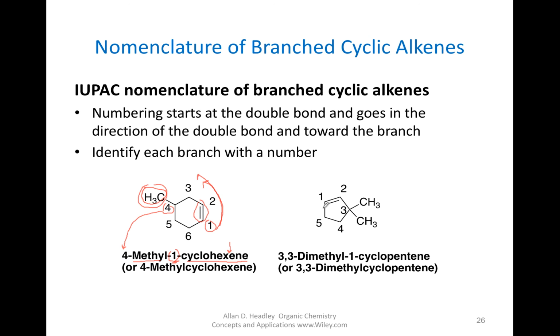Same here. Here's a double bond. It's a 5-membered ring, cyclopentene. Here's the E, here's the 1, and we number in the direction of the double bond towards our branch. In the direction of the double bond towards the branch. On carbon 3, there are 2 methyl groups, so it's a dimethyl, and it's on the same carbon, so we use 3, 3. Notice you have to use 2 numbers to indicate 2 groups, even though they're on the same carbon.